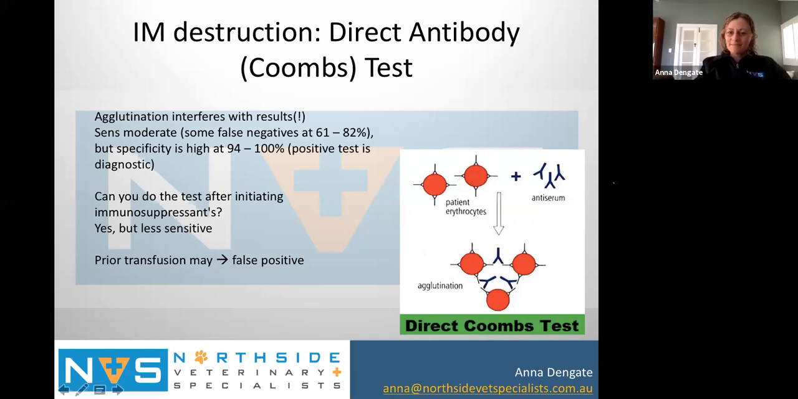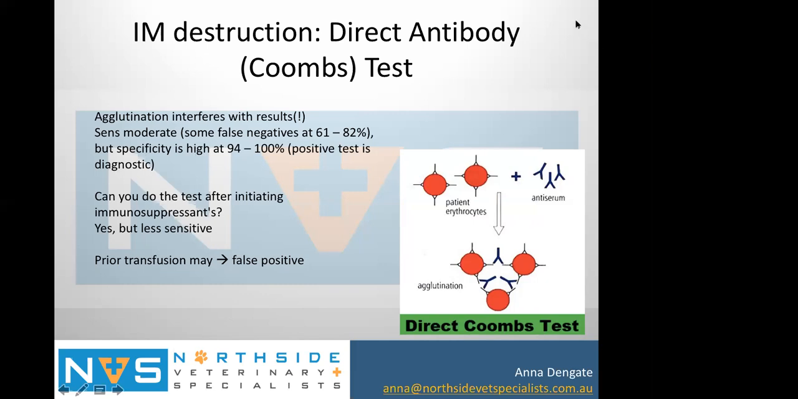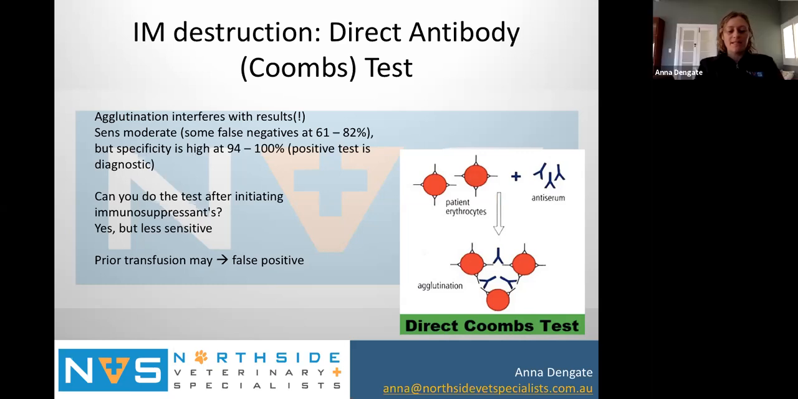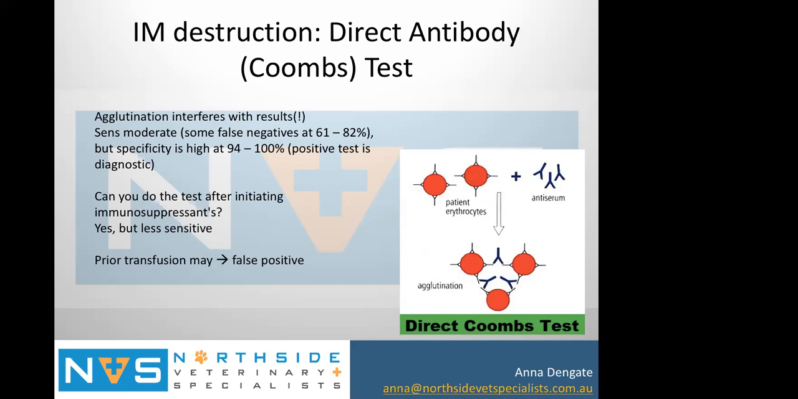I think the indirect was, I don't know if this is right, but I always thought it was less sensitive because it's looking for the antibodies that are free in the patient's serum. So if all of their anti-red blood cell antibodies are bound to red blood cells, then you're not going to pick them up if you're just looking for them free in the serum. Oh, that makes sense. So it's essentially the same test but run on a plasma or serum sample. So they're unbound antibodies. Interesting. Yeah, I think so.